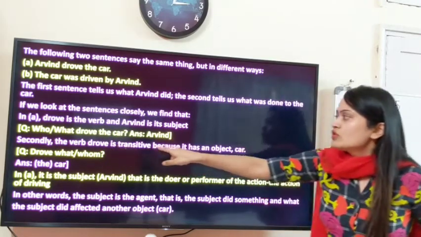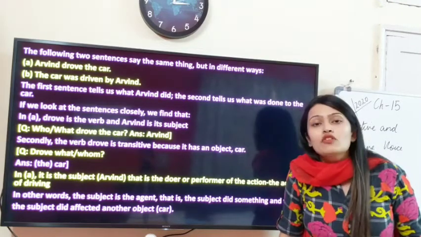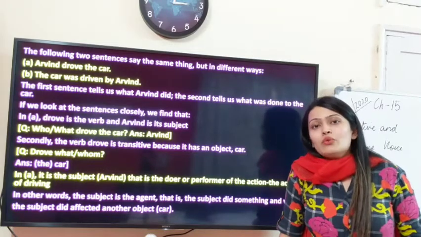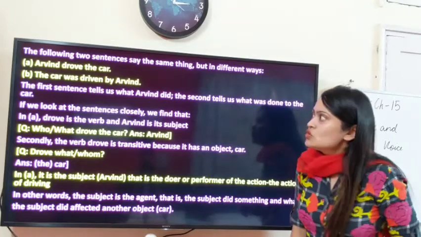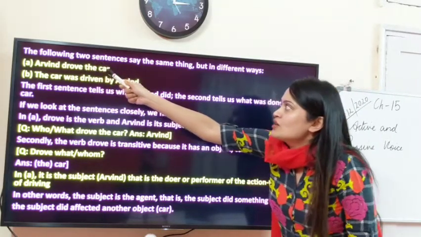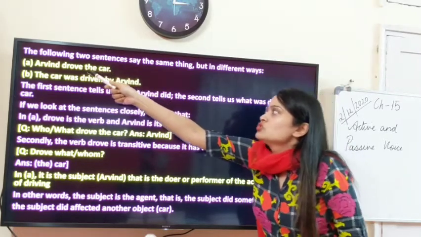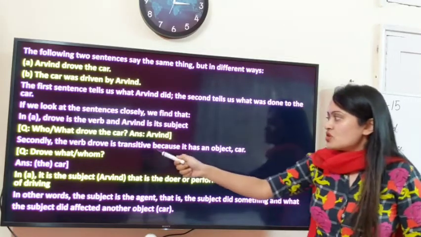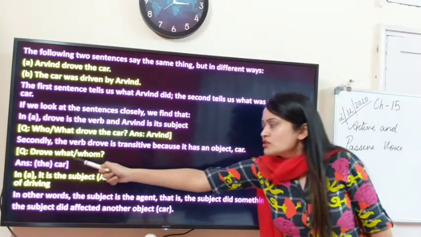Secondly, verb drove is transitive. Now, first of all, children, tell me what is the meaning of transitive verb? A transitive verb is when the action is passed to an object. Okay, so if you see, drove is the action, it is passed to an object. Some action is performed on the object car. So this is a transitive verb. Okay, children. So the verb drove is transitive because it has an object, car. Okay. Drove what? The car.